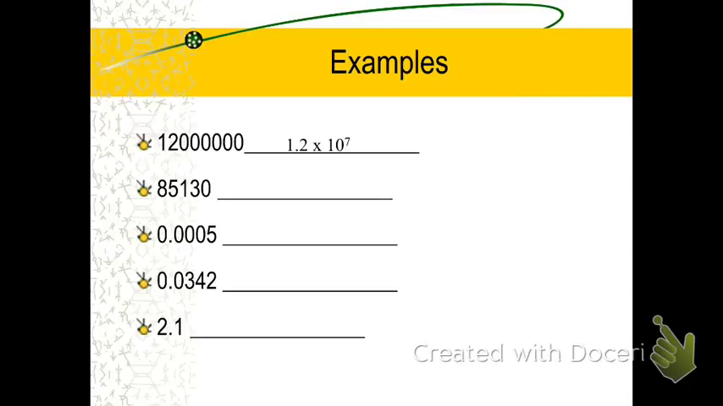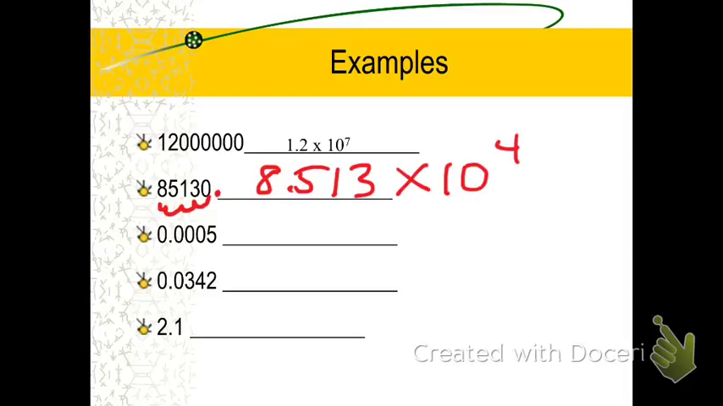Let's go ahead and try that with the next example. So the next example, again, the decimal would appear at the end of the number since there's no printed decimal. And I am going to move that right behind the first non-zero integer, which is that 8. So I'm going to move it over 1, 2, 3, 4 spots. And when I do that, I get 8.513. And yes, do keep all those numbers. And I moved it over 4 spots. So times 10 to the 4th.